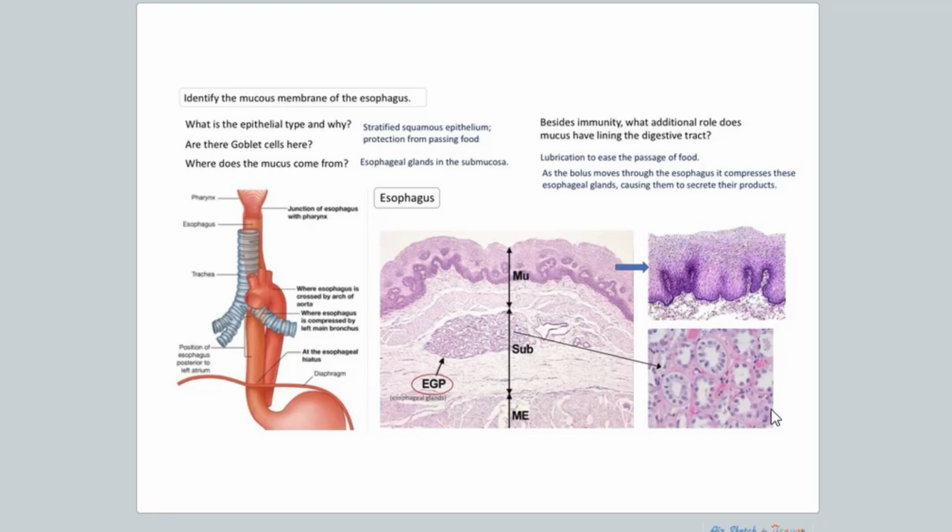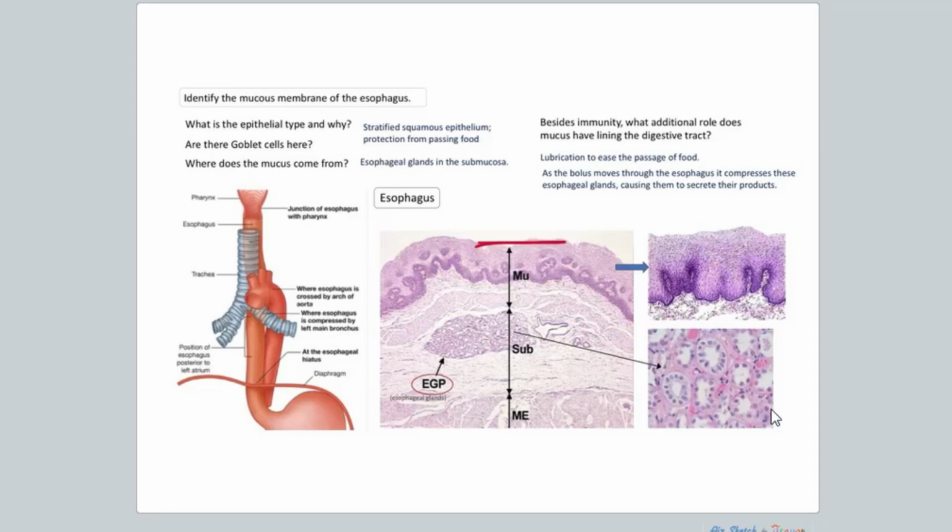Now, what do you notice about this stratified squamous epithelium there? Remember, this is a mucous membrane, and so we're going to have a layer of mucus on top of the esophagus there. But do you see any goblet cells in here? I don't see any goblet cells in there. These cells are just packed too tight for there to be any goblet cells in there. So where is this mucus going to come from?